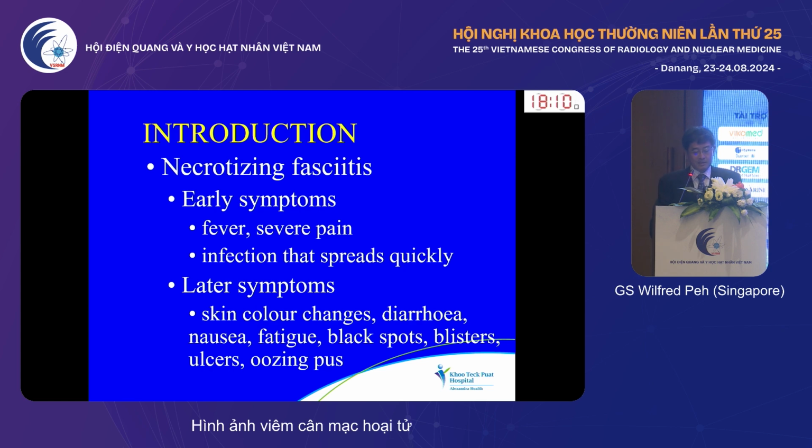The early symptoms are fever and severe pain. Patient usually has swollen limbs. The infection usually spreads quickly, and the later complications are listed here: skin color changes, diarrhea, nausea, fatigue, black spots on the skin, blisters, ulcers, and oozing pus, and these are usually very bad symptoms by the time the patients get them.